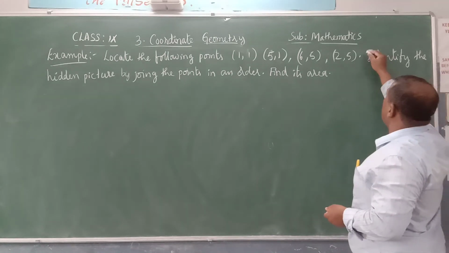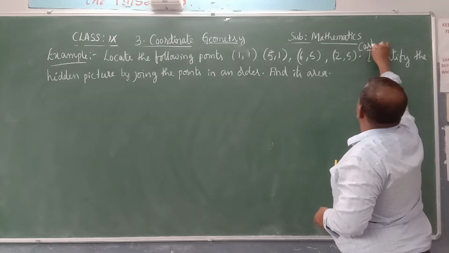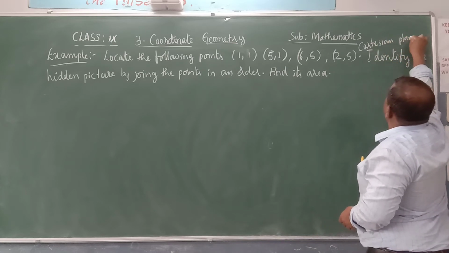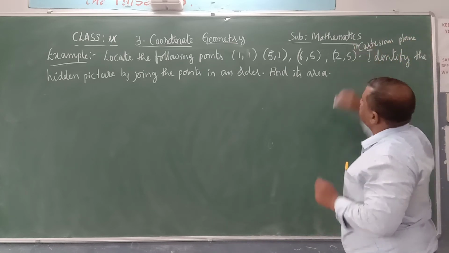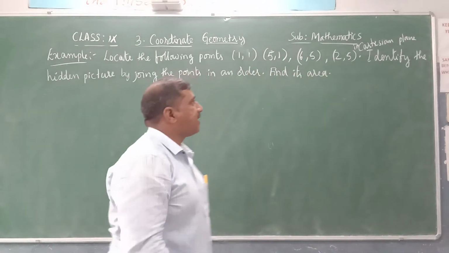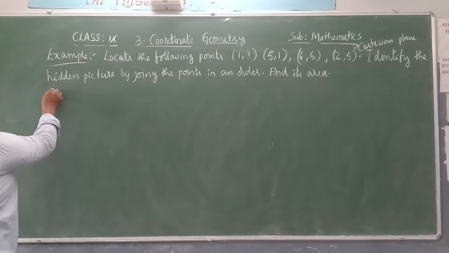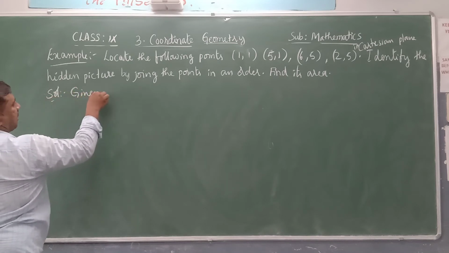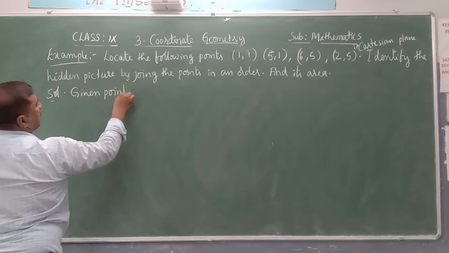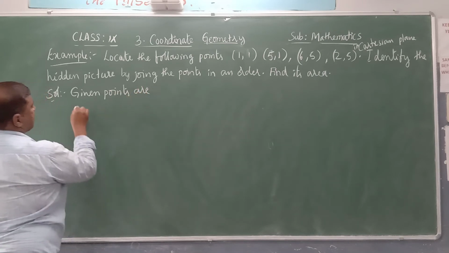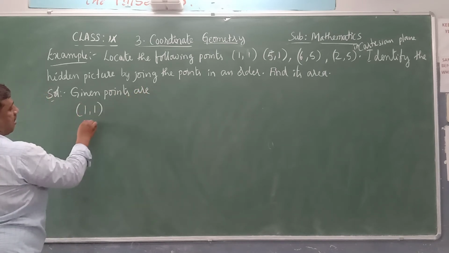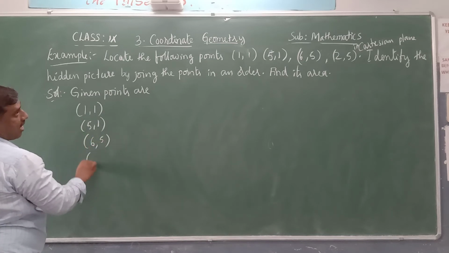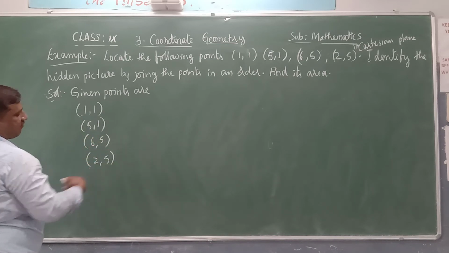So we have to locate them in the Cartesian plane. Yes. Locate these points in the Cartesian plane. What are the points which are given here? The given points are 1 comma 1, 5 comma 1, 6 comma 5 and 2 comma 5.